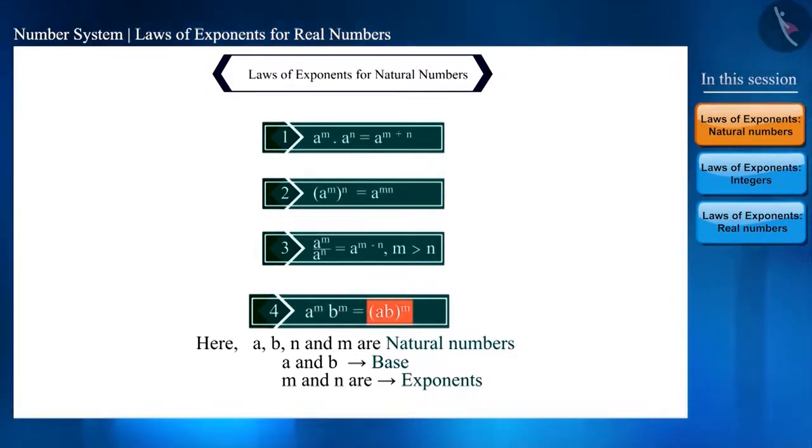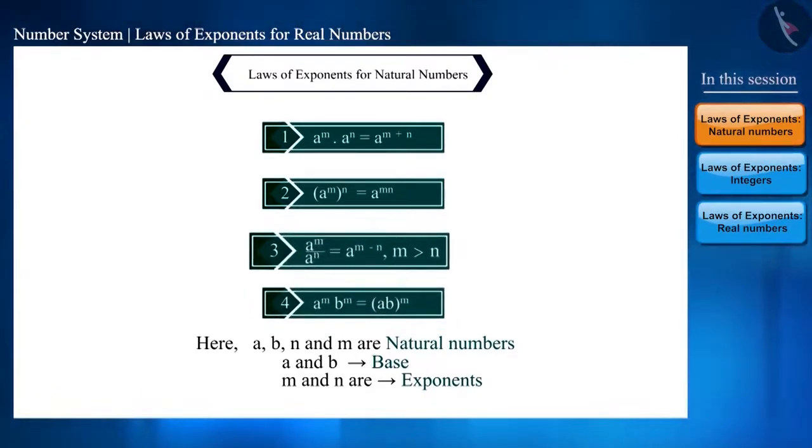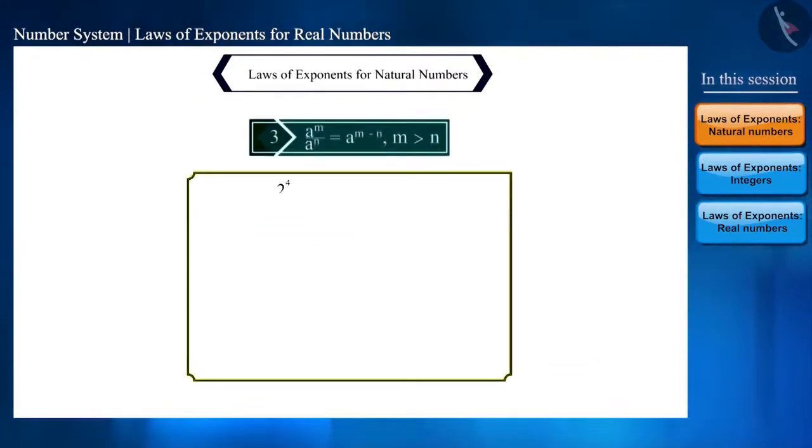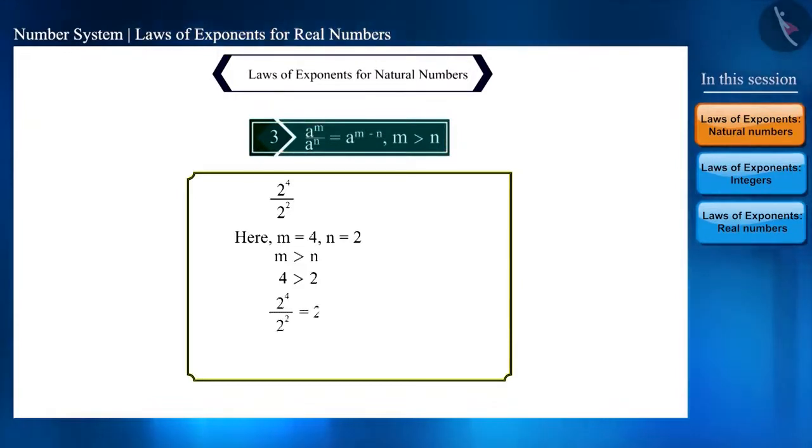Friends, have you noticed the third rule? There is a condition here. m is greater than n. That is, m must be greater than n. Let's look at an example to understand this. 2 raised to the power 4 divided by 2 raised to the power 2, where the value of m is 4 and the value of n equals 2, that is, m is greater than n. If we use this rule here, we can change it to 2 raised to the power 4 minus 2. We'll write it like this. We get 2 raised to the power 2 here, that is a positive number.